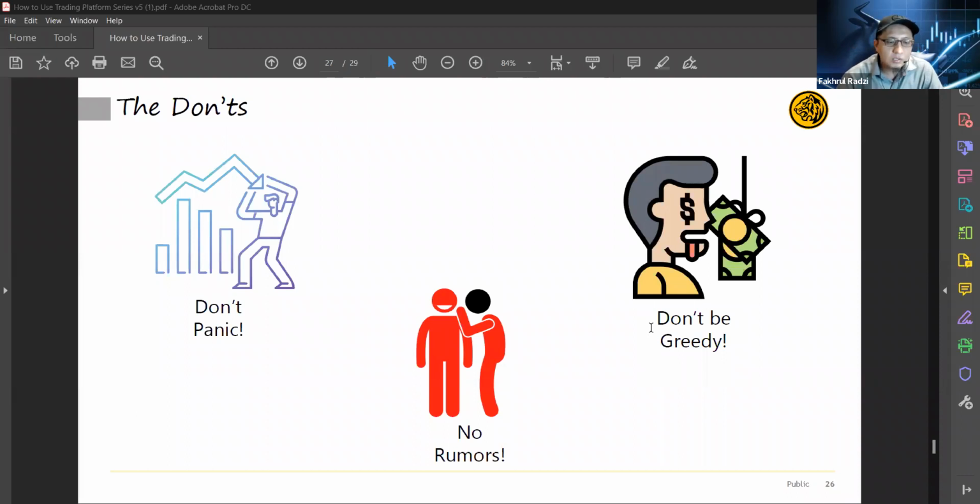And last but not least, do not be greedy. Cash out and take profit. Many systems now have a stop loss and take profit. Are you happy with a 10% gain and 5% stop loss? You can set the stop loss in our system too.